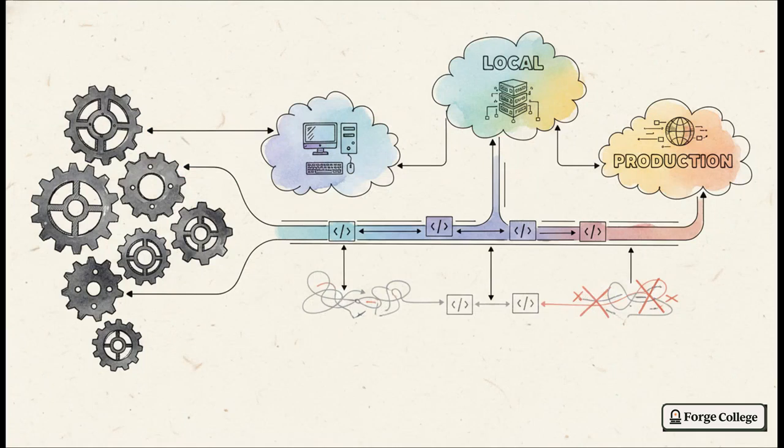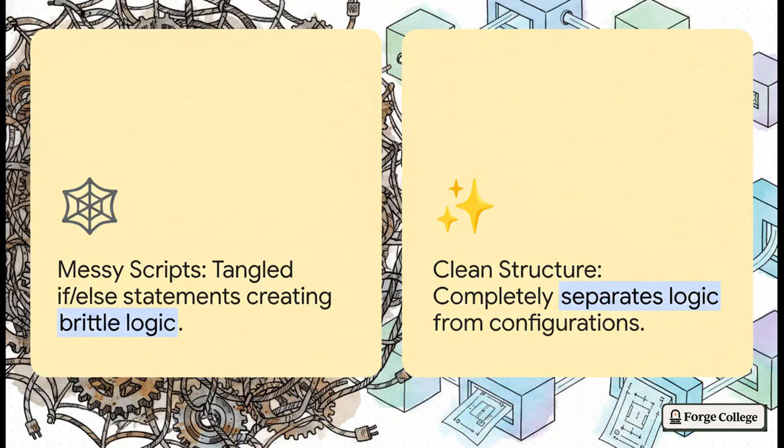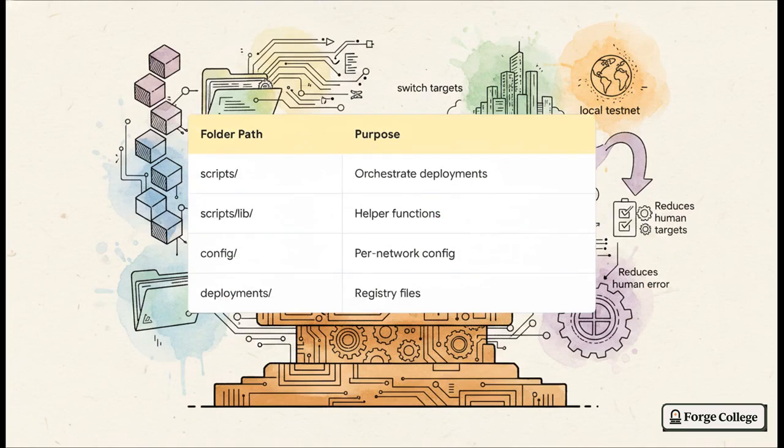Next up, Section 4, structuring multiple environments. You know, it is such a common beginner trap to rely on messy ad hoc scripts. You end up scattering if-else statements everywhere, creating this tangled, brittle web of logic. It's a total nightmare to debug. The professional strategy is to use a clean, environment-aware structure. This means you completely separate your deploy logic from your environment configurations. Let's see how this actually builds a solid foundation using a standard directory layout.